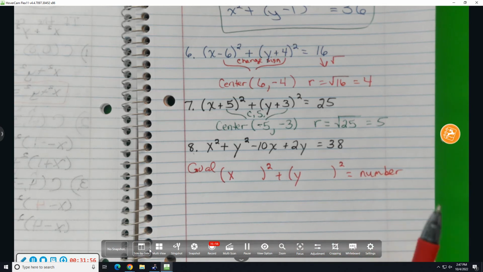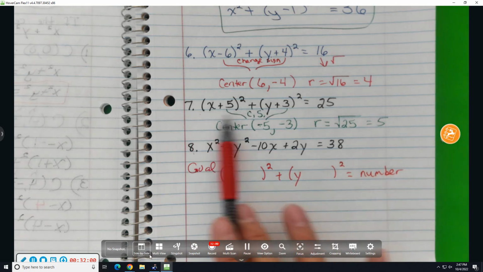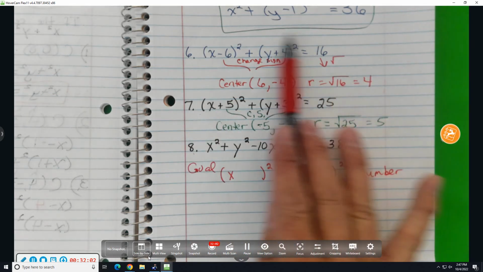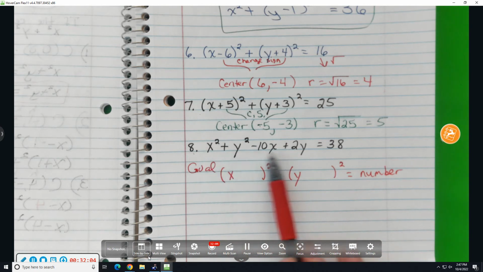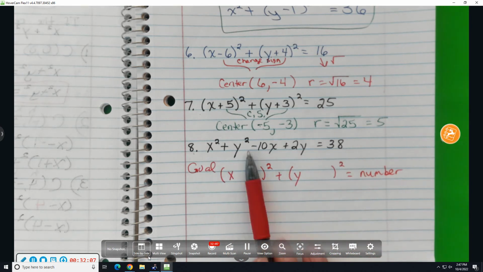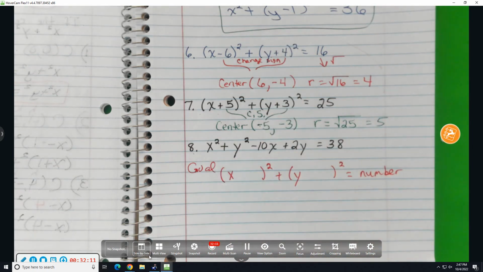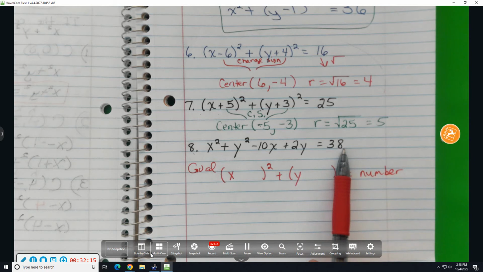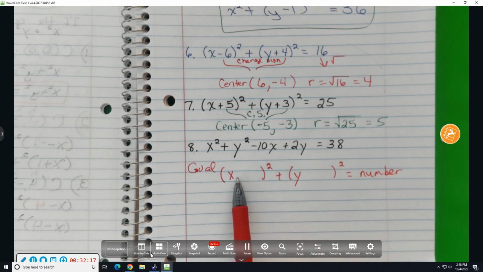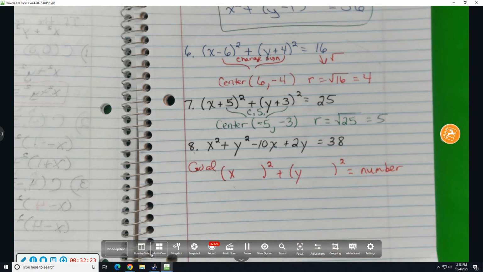Most basic problem-solving strategy: if you know how to do one problem, like 6 and 7, when you're confronted with a new problem, try to make it look like the one you know how to do. So we need to somehow take all of this stuff and rewrite it with these parentheses. Well, let's review some factoring before we go back to number 8.